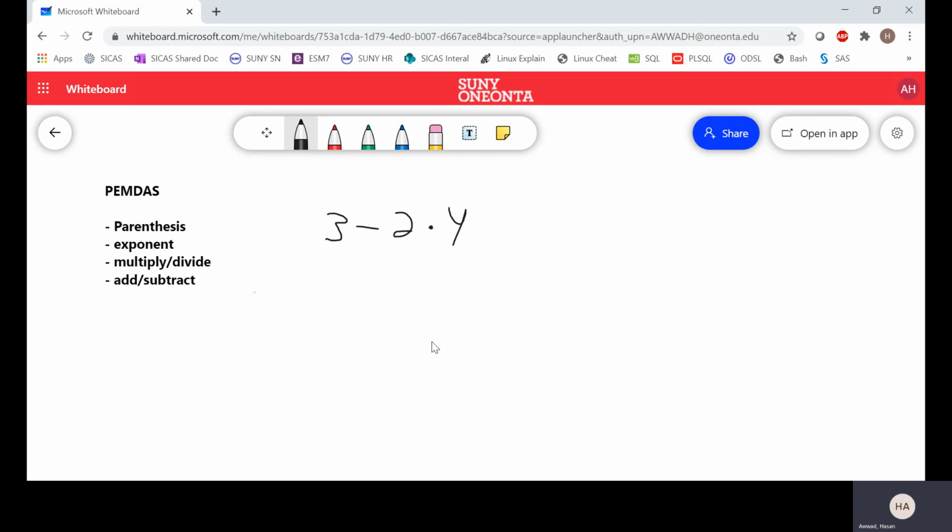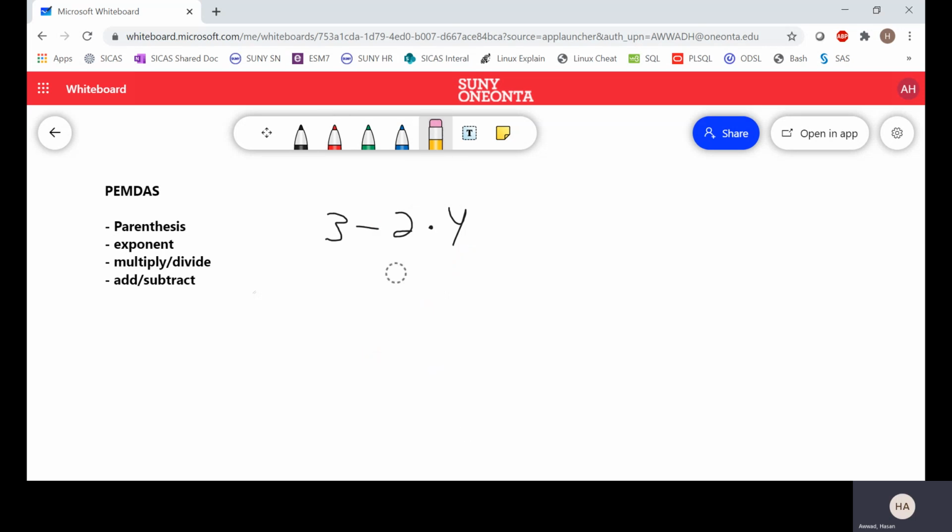Reading this from left to right, as if you were reading a language, you might be inclined to say, okay, I'm just going to subtract first, so 3 minus 2 would give me 1, right? And then 1 times 4 just leaves us with 4, right? This would be incorrect. The reason is because we have to go by order of operations. So what takes precedence here? Well, we have two different operators: subtraction and multiplication. So multiplication has to come first.